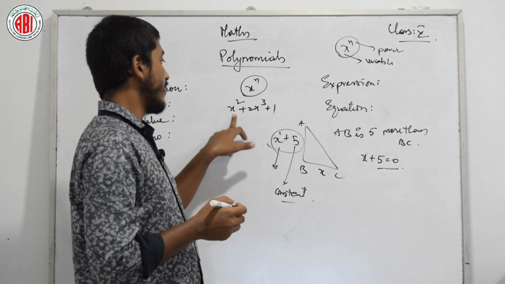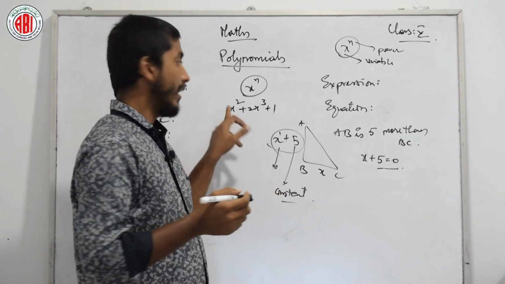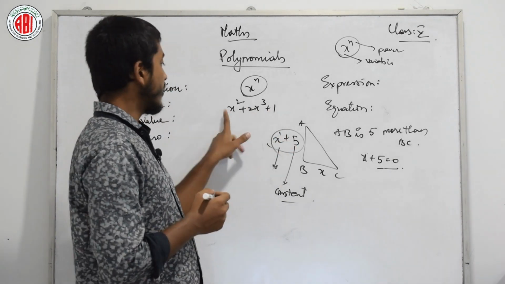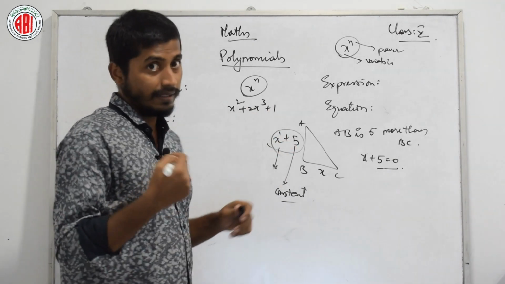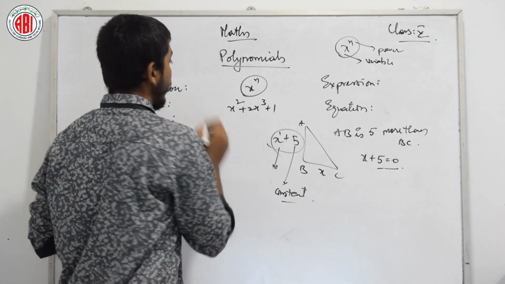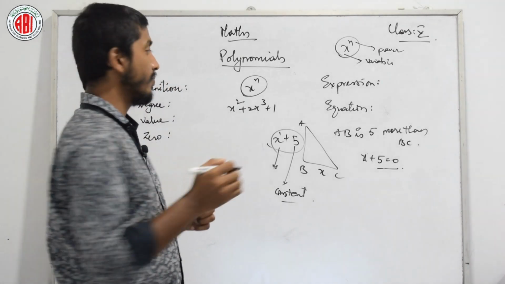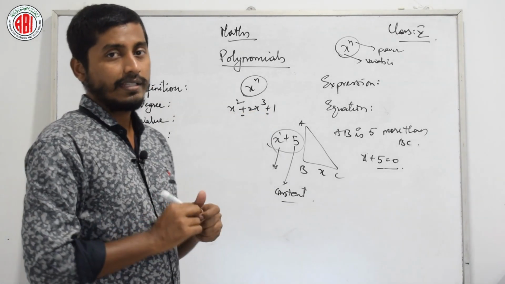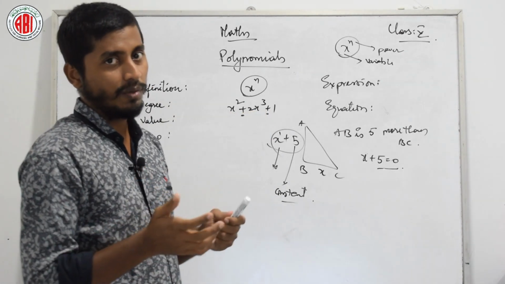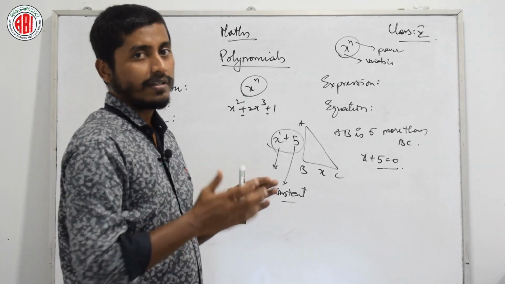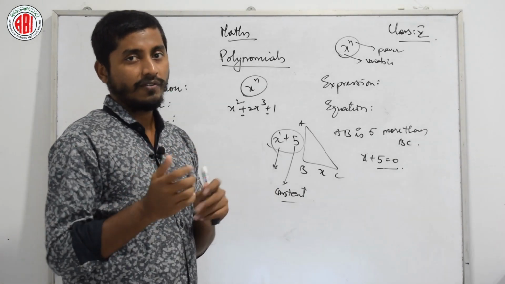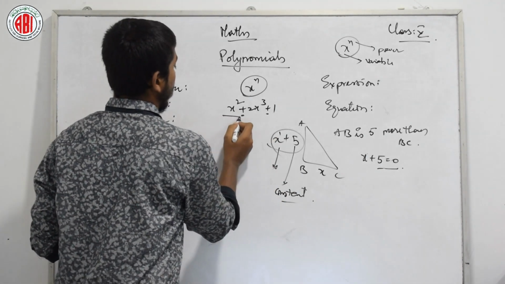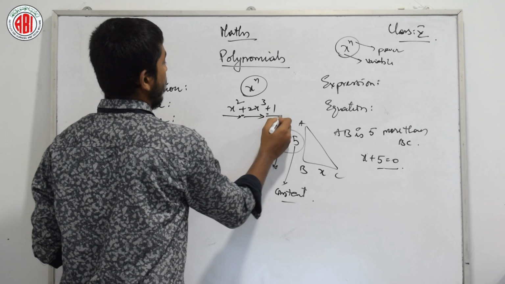Now see here, this is in the form of x power something: x square plus 2x cube plus 1. Is it clear? How many terms are there? Let us see that first. We divide the number of terms by using the plus or minus signs. Whatever polynomial or expression is given, first try to segregate the number of terms in it. From here, one term, second term and the third term.